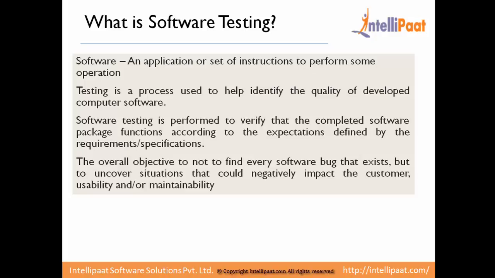the t-shirt to you. Like the last point mentioned, the overall objective of software testing is not to find every software bug that exists, but to uncover situations that could negatively impact the customer's usability and/or maintainability. Like in your t-shirt example, if it is of a different color or a different size or a different fit, you will definitely not buy it because it does not match your requirement.